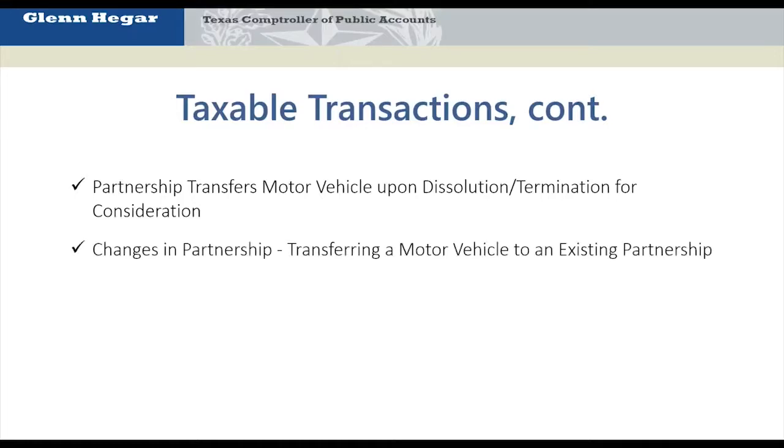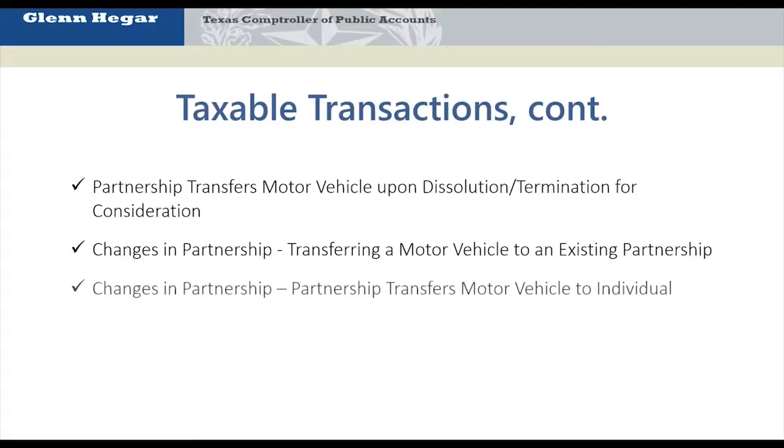A change in a partnership. So if we transfer a motor vehicle into an existing partnership. So for example, let's say I have a partner and we're operating a general partnership and we get together and we decide to bring in a third partner. And that third partner transfers a motor vehicle to the partnership. Then we're going to see tax due on that because we're going to see that be a sale.